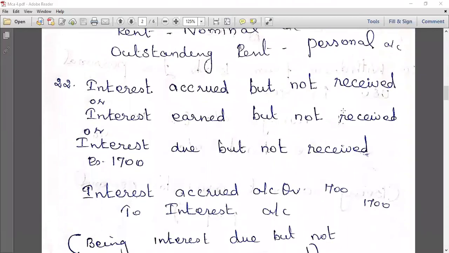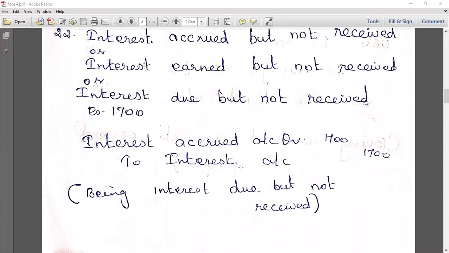Interest accrued but not received. Interest earned but not received. Interest due but not received, rupees 1700. In this case, interest is a credit balance because it is income, and interest accrued is a debit balance because it is a personal account. So the entry is interest accrued account debit to interest.